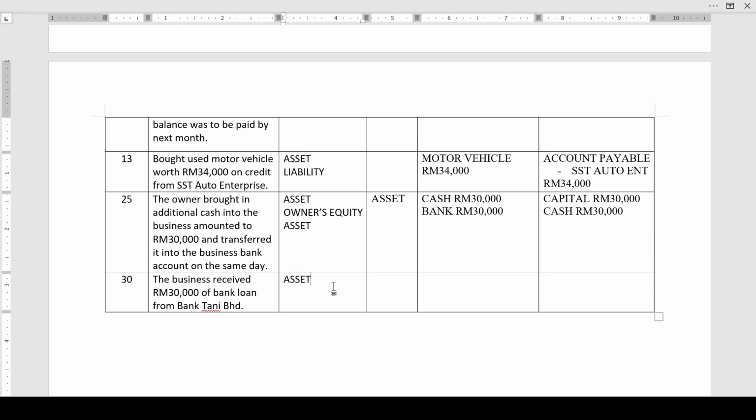Now let's discuss the journal entry. Asset increase is a debit. Which account to debit? Cash at bank, or debit bank. How much? RM 30,000. Then increase in liability is to be credited. So credit a liability account. Which liability account? We put it here as bank loan.